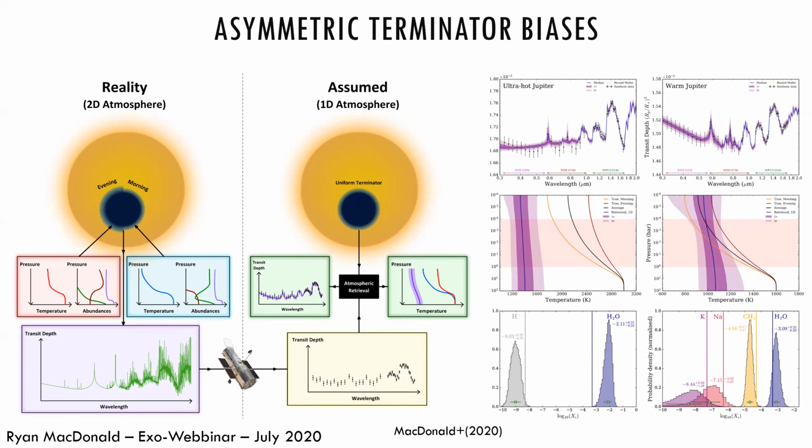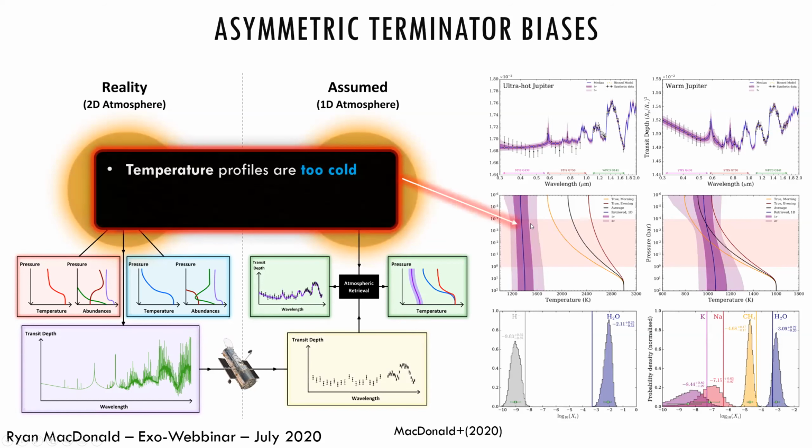You can fit your observations, but the temperature profiles that come out tend to be far colder than the actual physical temperature of the terminator. In the case of ultra-hot Jupiters, this is most extreme. It can be on the order of 1,000 Kelvin colder, the retrieved temperature, from what you actually put into your model. The biases are still present for warm Jupiters and for hot Jupiters, but they're perhaps seen most in terms of the abundances.